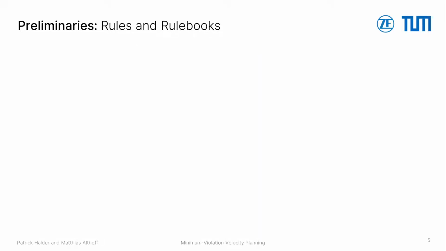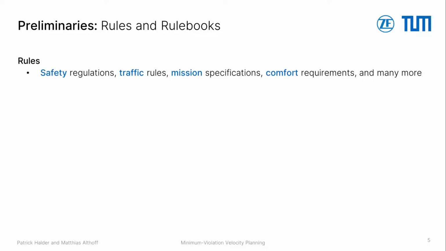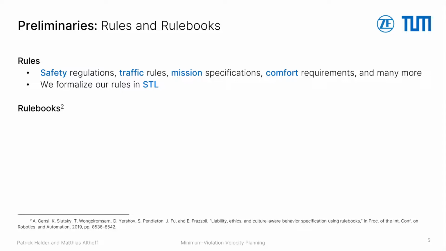Next, let's talk about rules and rulebooks. So first, what do we consider as a rule? With the term rule, we summarize different types of constraints, which can be, for example, safety, traffic rules, mission specification, comfort requirements, and many more. In this work, we formalize rules in signal temporal logic. Then we can use so-called rulebooks to rank the rules according to their priority. In general, rulebooks prioritize the rules in pre-orders, and they also induce a pre-order on a set of candidate trajectories. On the next slide, we will see an example for this induced order.